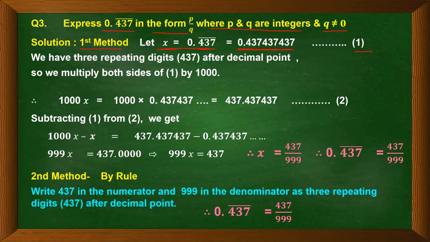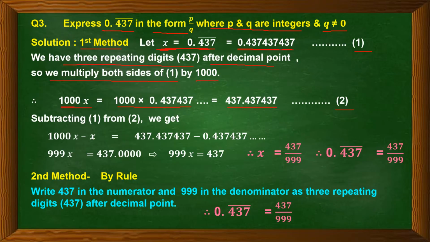and so on. Since we have three repeating digits, that is 437 after the decimal point, we shall multiply both the sides of equation 1 by 1000. So when we multiply x by 1000, we get 1000x, and 1000 into 0.437, 437 and so on, we shall get 437.437, 437. So this is our second equation. 1000x is equal to 437.437, 437. This is our second equation.